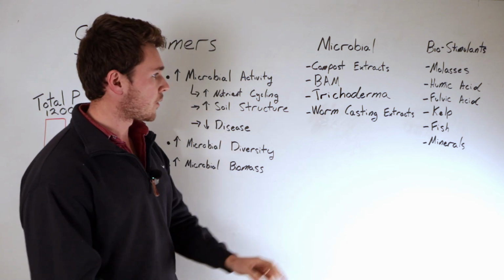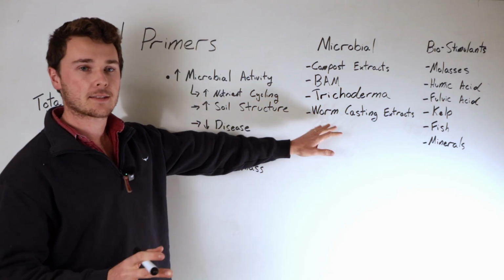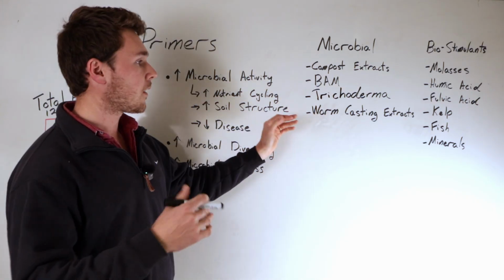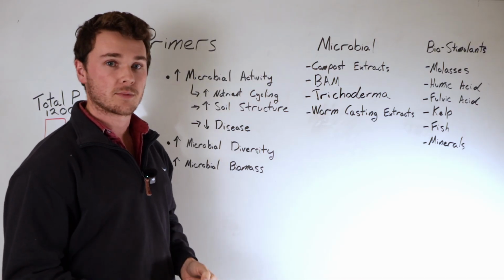And then finally, my favorite, worm casting extracts. Worm castings are by far, I think, the best option for inoculants, or a broad spectrum inoculant. Now, the gut of the worms is very diverse, and it has a whole range of unique microbes in it.